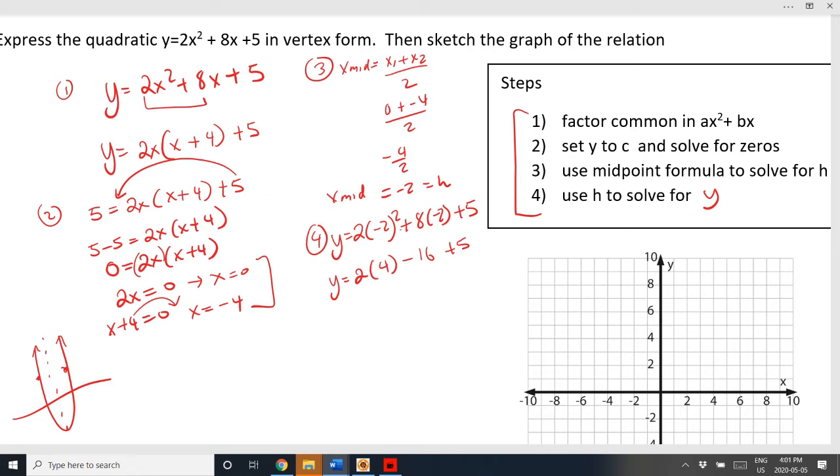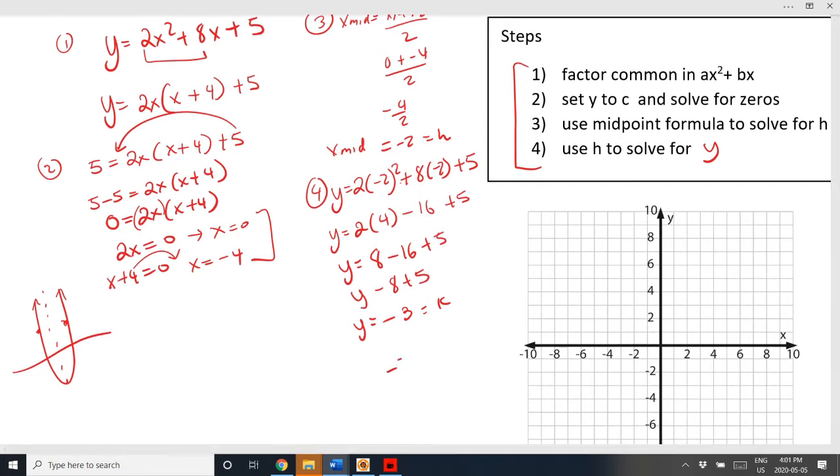So let's continue here. 2 times 4, you know that's 8. So 8 minus 16 plus 5. And just going across, 8 minus 16 is -8 plus 5. We get y is equal to -3. So this is going to be our k, our vertex is going to be at (-2, -3). Okay, that's our h and that's our k value.